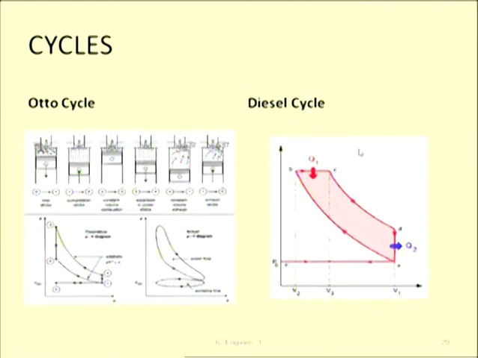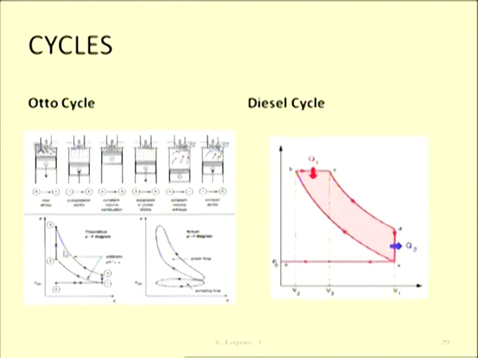Now come to the diesel cycle. If my engine is a diesel engine, what will happen? Same thing, suction, compression. The difference is over here. In this diagram, the heat addition happens at constant volume, while in the case of a diesel engine, the heat addition happens at constant pressure. The expansion and exhaust are the same. So this is the basic difference between the Otto cycle and the diesel cycle.